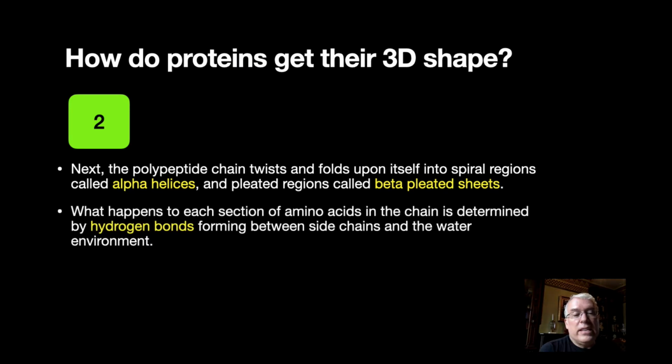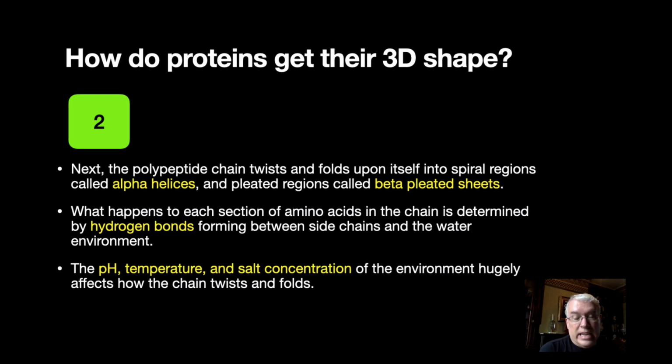Okay, so each section of amino acids in the chain is hydrogen bonding with water molecules, which are always in the environment, and other hydrogens and oxygens in other amino acids to cause this to happen. So what I'm trying to say here is if you put a polypeptide, just a chain of amino acids, in water, it's not going to stay straight. It's going to coil and pleat itself up into this secondary structure. It just happens automatically. It's physics.